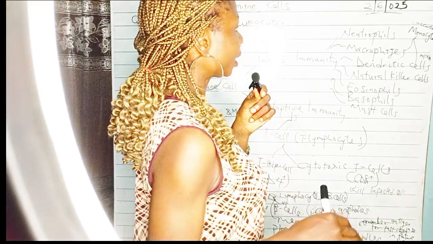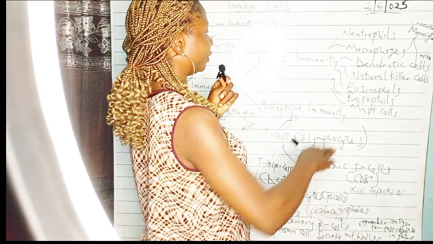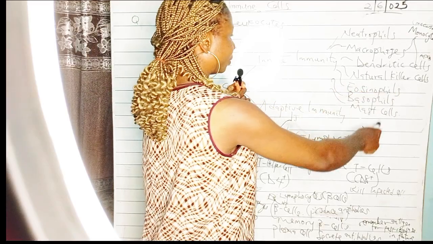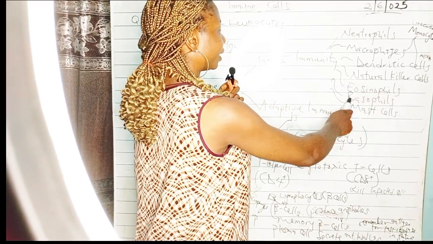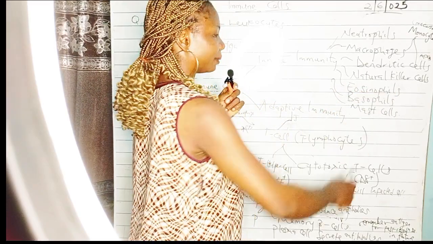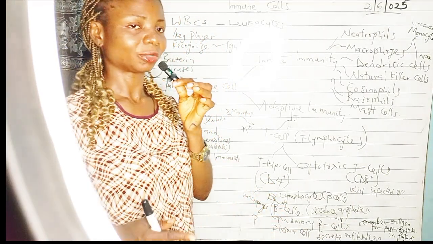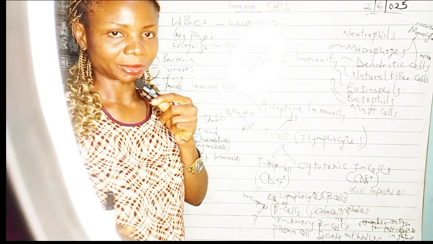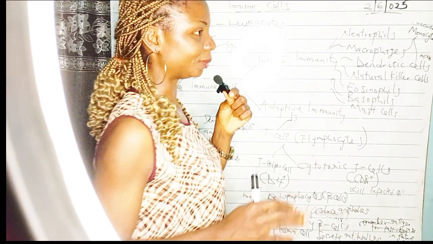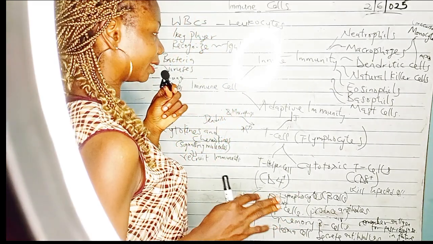If you look, we also have the natural killer cells. We have the eosinophils, the basophils, the mast cells. These are the cells that act under the innate immunity. That is the innate immunity or immune response.